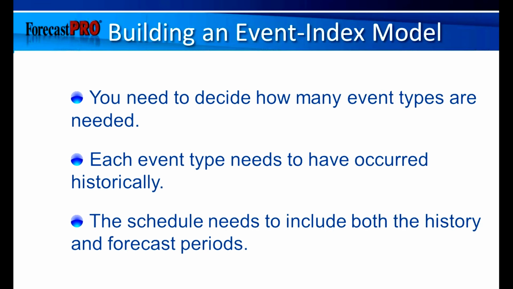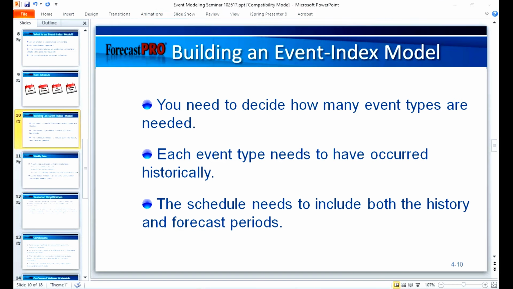The other critical component of building an event model is having that schedule include both the history and the forecast periods. So again, in the giveaway example, we saw how drastically different the forecast is depending on whether the giveaway is happening in January of the forecast period or not. So getting that schedule right, and knowing that schedule, is going to be a really important component of improving the forecast accuracy. So let's go to another, more complicated example.